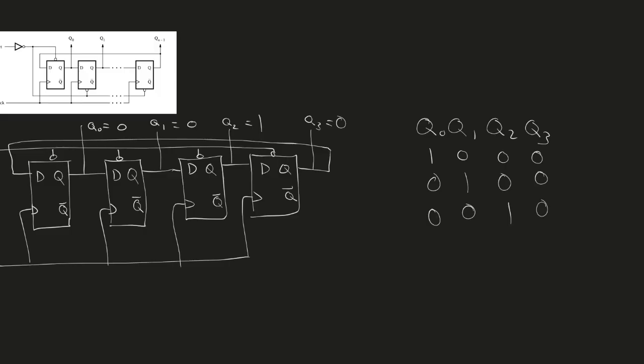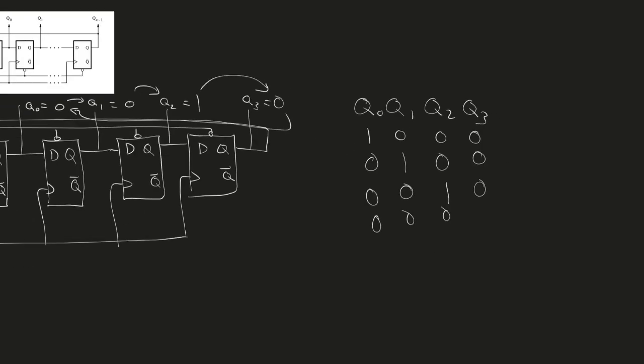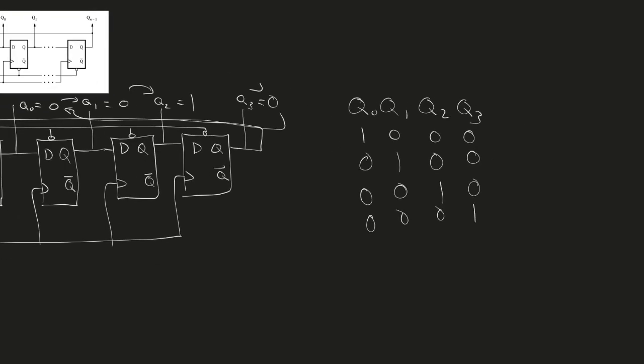Okay, and then we clock it again. This 0 moves to here. Q0 is 0. This 0 moves to Q1. This Q1 moves to Q2. And this 1 moves to Q3. Okay, so now it looks something like this.